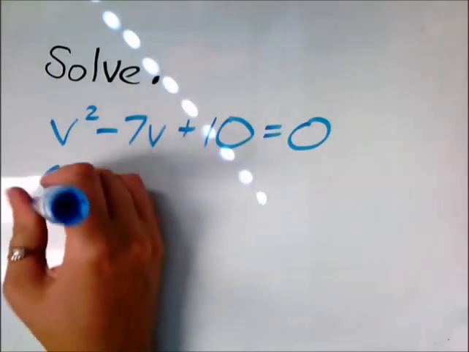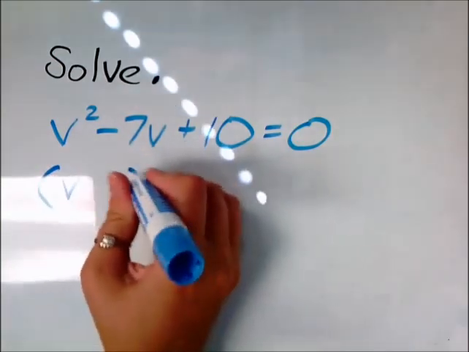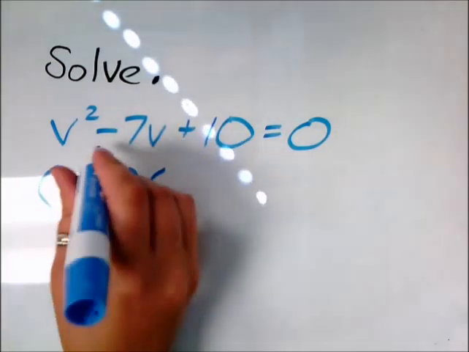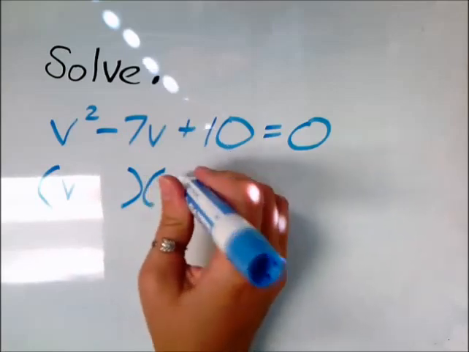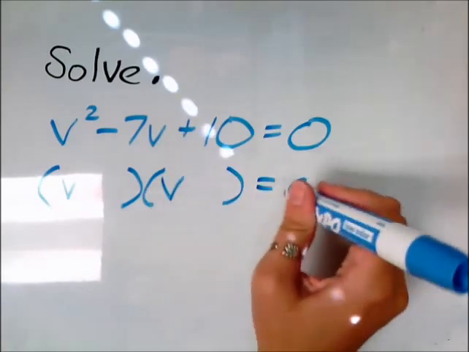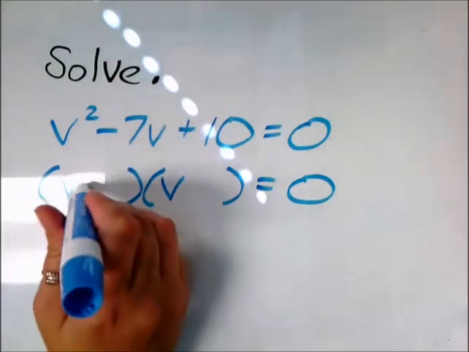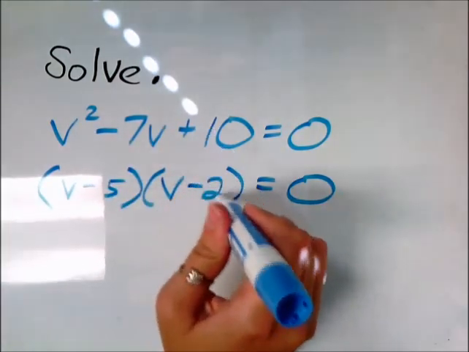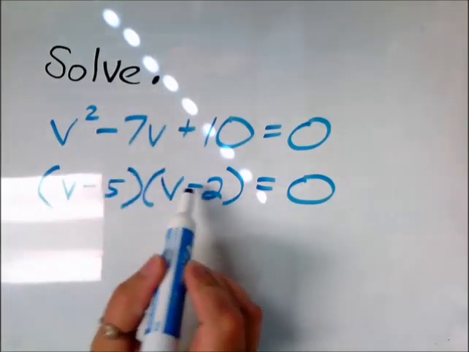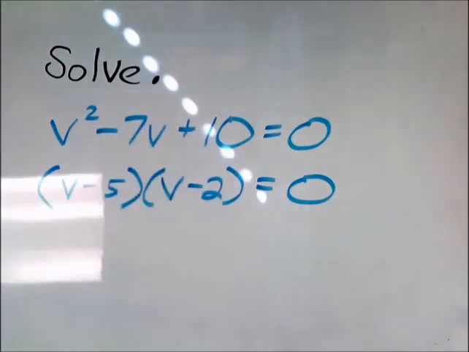Can we think of something, at least this is a guess and check factoring, can we think of something that multiplies to 10 but adds to -7? So we'll set up our parentheses, like what did it look like before we FOILed? So I'd say -5 and -2 definitely adds to -7, and multiplies, because they're both negative, to +10.